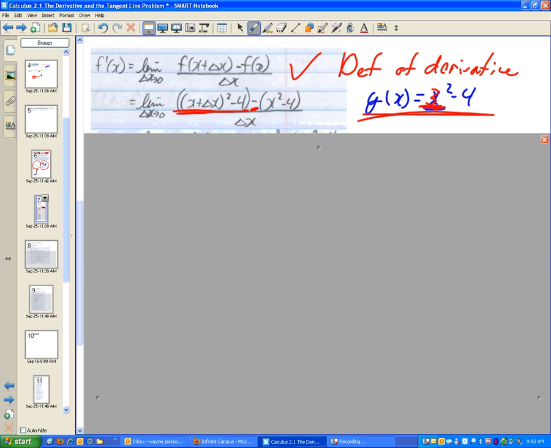So just write down the definition of your function, x squared minus 4. Put it in a parentheses. Why am I putting it in a parentheses? Because I got to distribute the negative. Otherwise, I'm not subtracting all of it, am I? Everybody with me? And what's our denominator? Delta x.